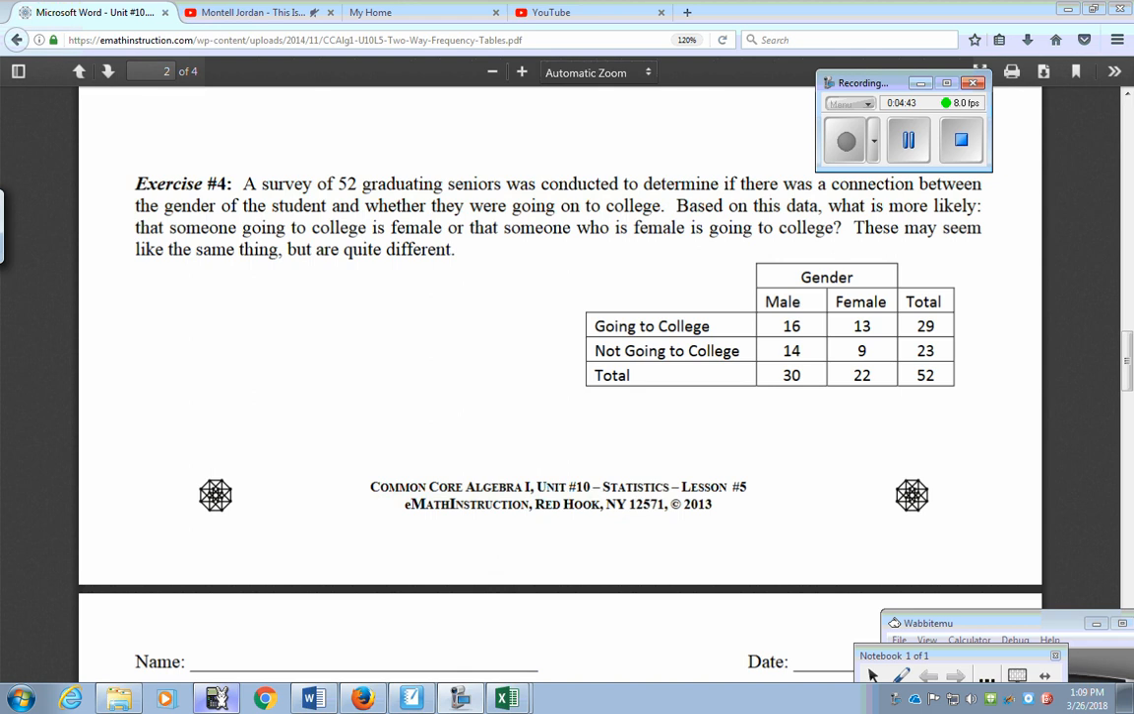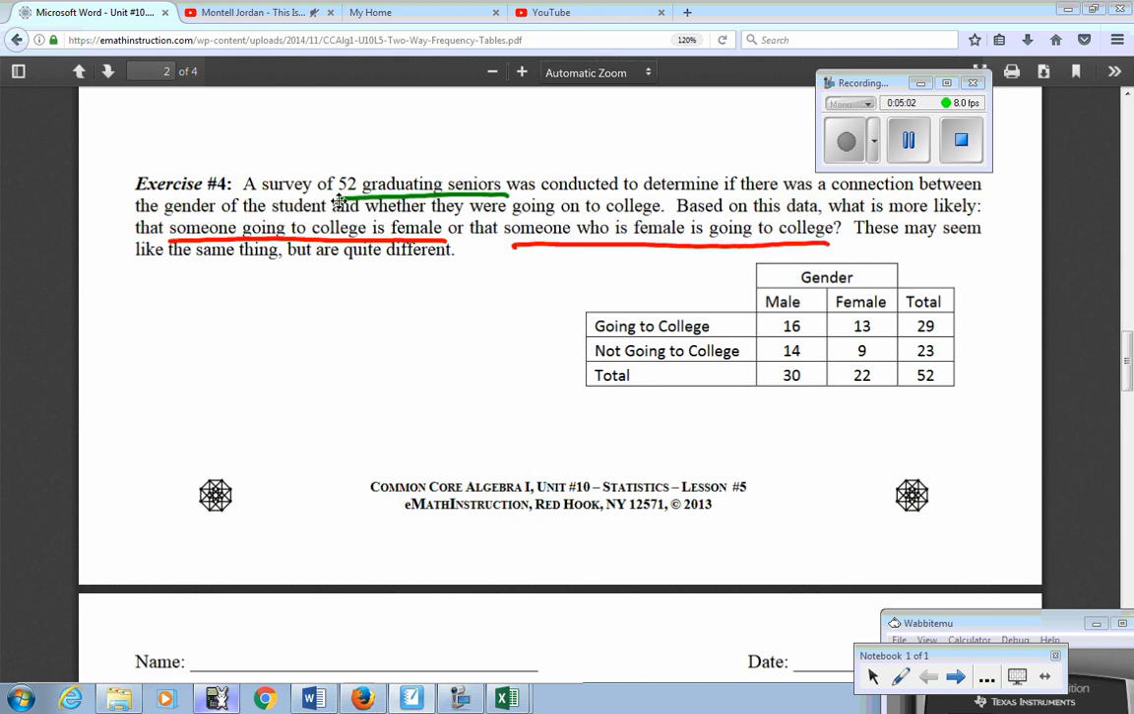The last one we're going to look at is exercise 4, and this one talks about 52 graduating seniors, and they want to know if there's a difference between 2 scenarios. Which one's more likely to happen? Someone going to college that's female, or someone who's female going to college. So the first phrase, I'm going to kind of box in here, that first phrase is going to be our focus of which row or column we're going to look at for the total.